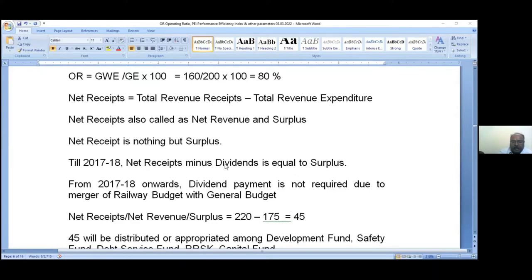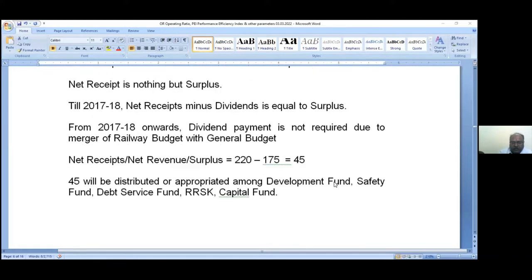Here the net receipts minus dividend is equal to surplus. So the dividend payment is not required due to merger of budget. This 45 rupees is distributed to various funds, that is the development fund, safety fund, debt service fund, RRSK, capital fund.